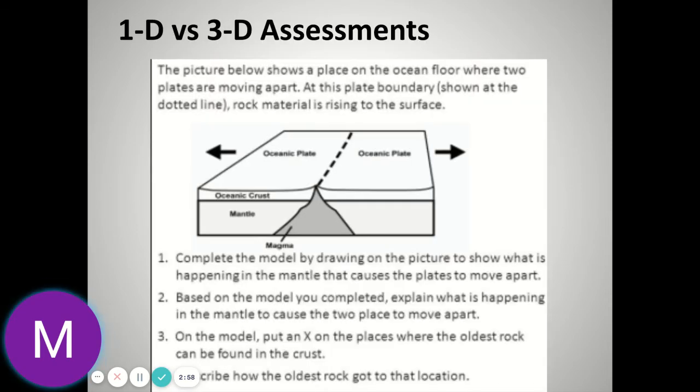So on this question, the students are going to be doing some drawing and identifying, and then also doing some describing. So complete the model by drawing on the picture to show what is happening in the mantle that causes the plates to move apart. So the students would need to do some drawing there. Then, based on the model they've completed, explain what's happening in the mantle to cause the two plates to move apart. And then on the model, put an X on the places where the oldest rock can be found in the crust, and then describe how the oldest rock got to that location.